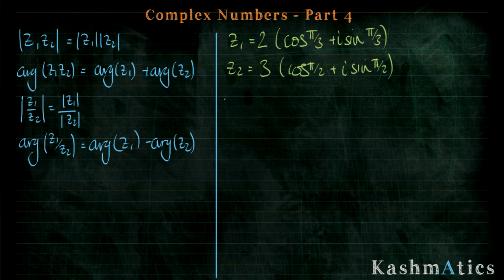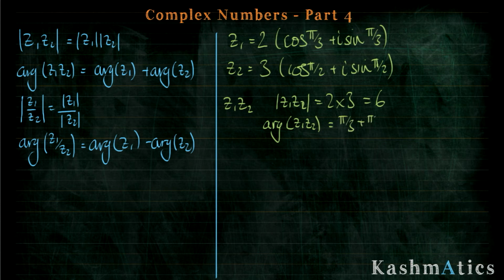So what I want to do first is work out what the answer to z1 z2 is. So the first thing I'll do is work out what the modulus of z1 z2 is, and you do that by just multiplying these two numbers here. So we can see that from here. The modulus of z1 z2 is the modulus of z1 multiplied by the modulus of z2. So that's 2 times 3, which is 6. And the argument of z1 z2, according to this rule here, you'd add together the arguments. So it'll be pi over 3 plus pi over 2, which is 5 pi over 6.